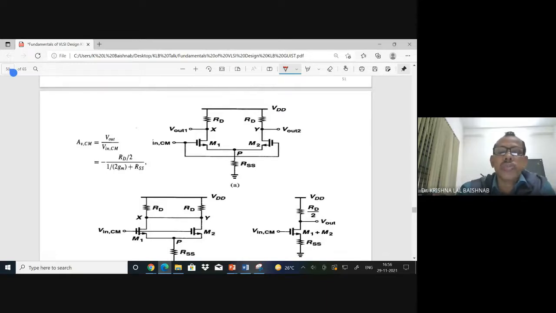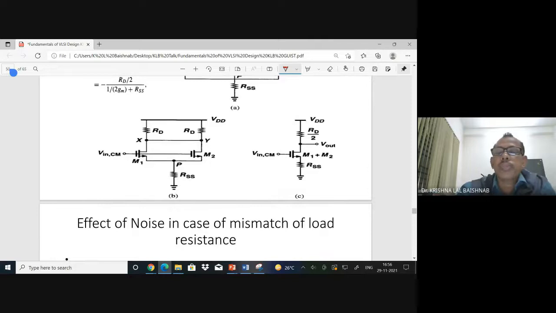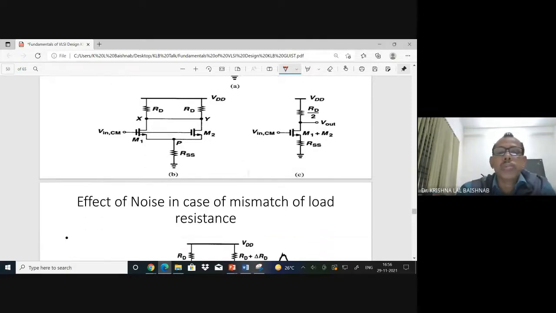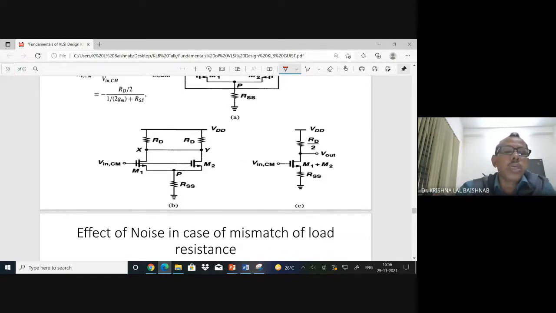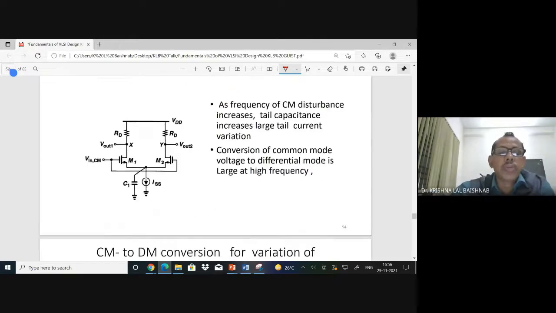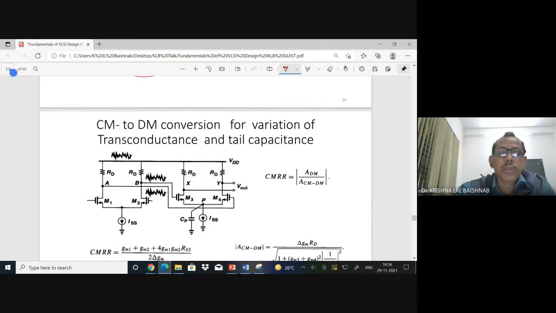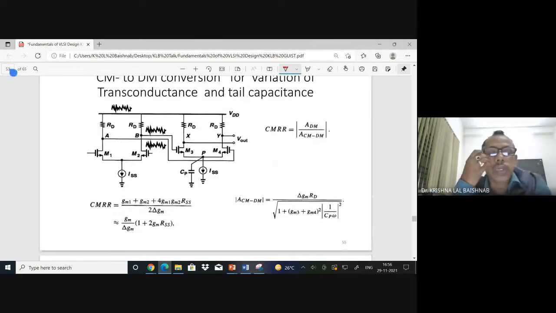This is a complete differential amplifier. They have done the calculations of differential mode and common mode. There is no time, so I am just not flashing through. This is how we are designing the differential amplifier. There may be an effect of capacitance also. Those are effects you need to take into consideration.